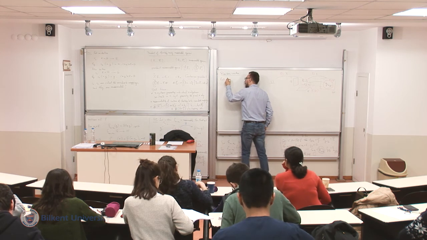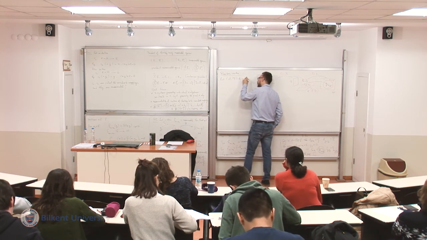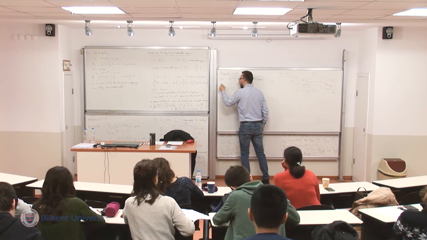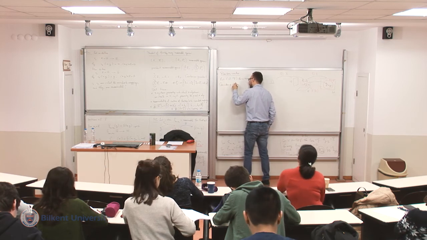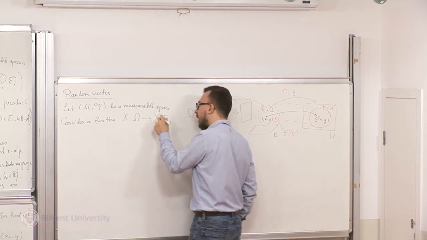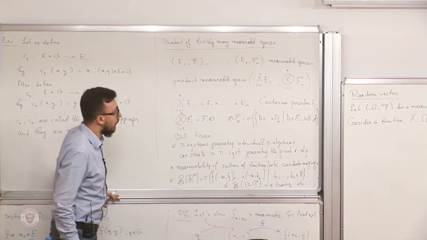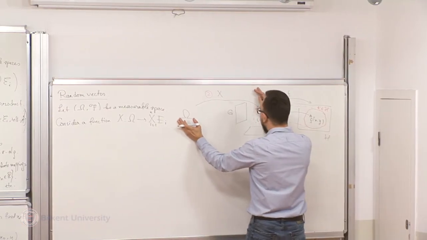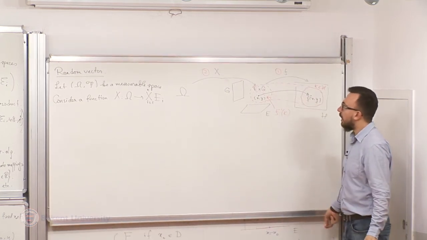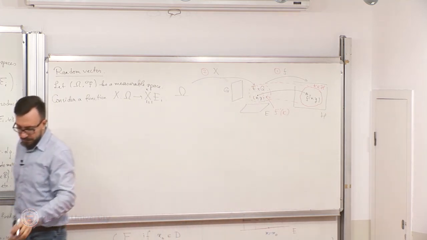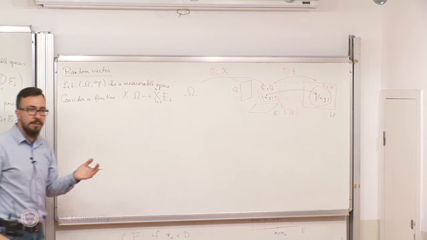So let (Ω, F) be a measurable space, and consider a function X from Ω to the product of those n spaces. I'm going to use the setting in the previous subsection, where you have n measurable spaces. We are really at this part of the picture: Ω to the product space. So we can talk about its measurability, right?